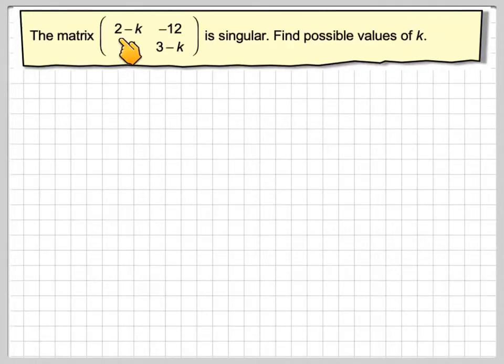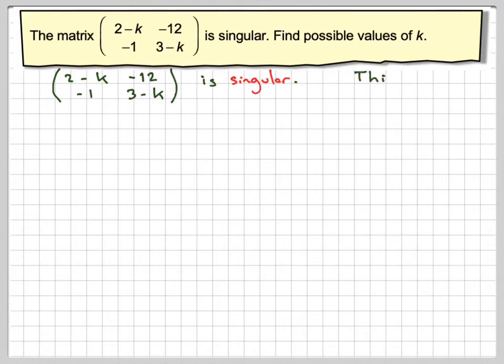The matrix with rows 2, minus k and minus 12, minus 1, 3 minus k is singular. Find the possible values of k. So what do we mean by a singular matrix? If a matrix is singular, that means its determinant will be equal to 0.